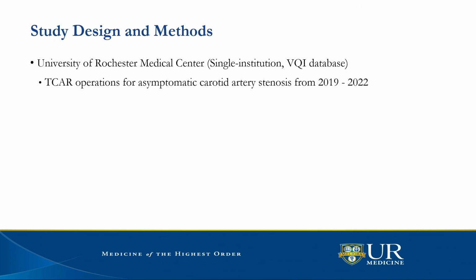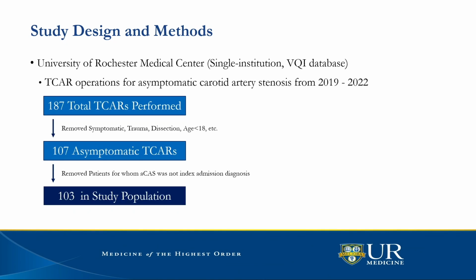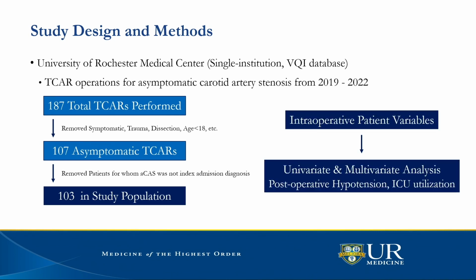We did a single institution retrospective study using chart review as well as VQI database to pull up intraoperative as well as preoperative variables. Out of 187 total TCARs, we derived 103 index patients who underwent TCAR for asymptomatic carotid artery stenosis. We then did univariate and multivariate analysis with the primary endpoint being postoperative hypertension, which was defined by a systolic pressure sustained for more than 5 minutes of 90 millimeters of mercury or below, or a 20% reduction from the patient's preoperative baseline.